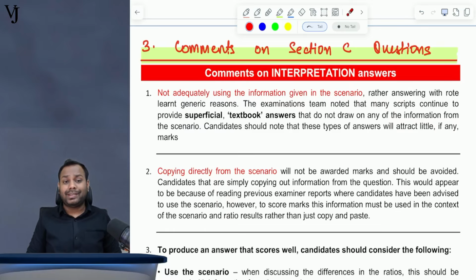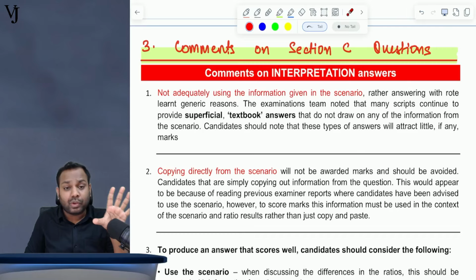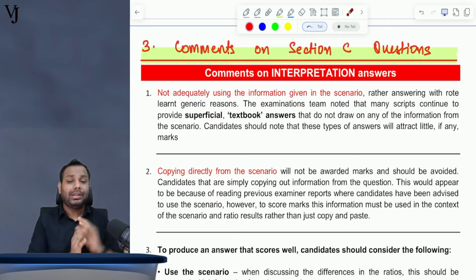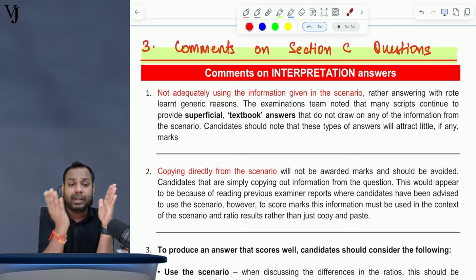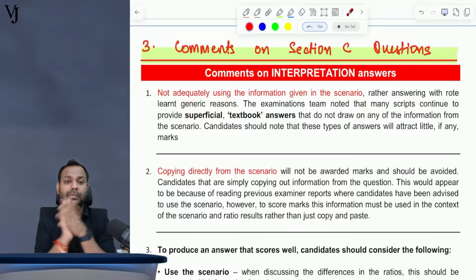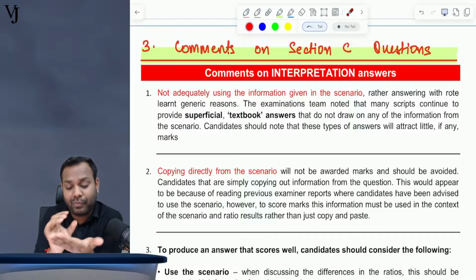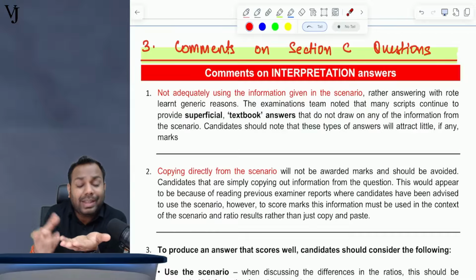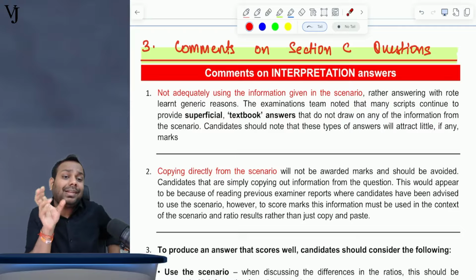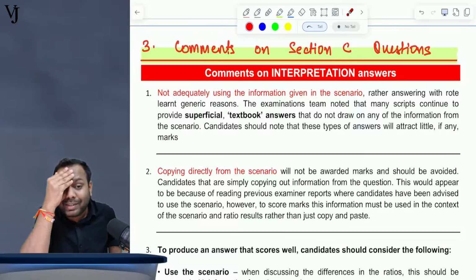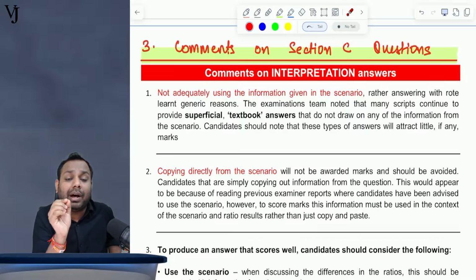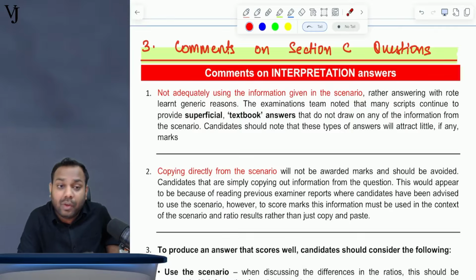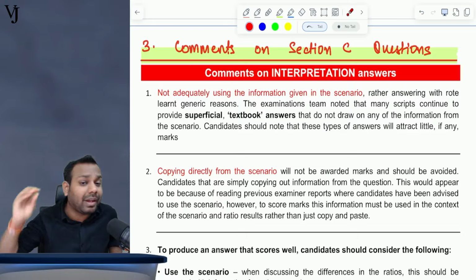What students do in the exam is they calculate the ratios correctly. There is no harm in that. Then they say that the gross profit has increased. Correct, no issue. Now if we have written that gross profit has increased, then we definitely need to write the reasons for the increase. When writing the reasons, what students do is write the rote learnt answers that are there in their textbook, which the examining team is not accepting.